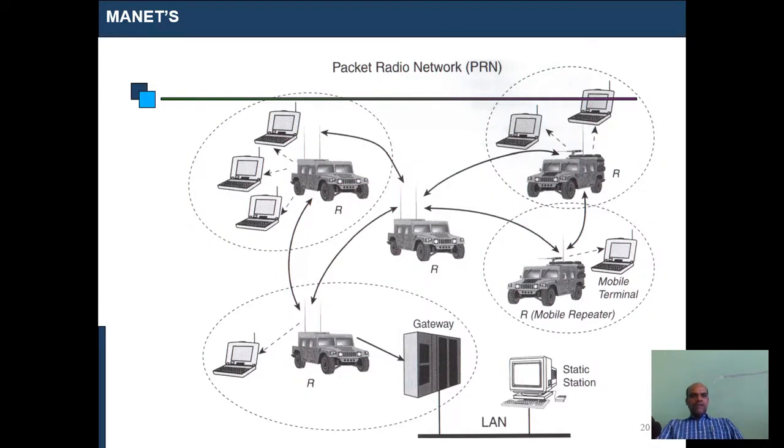So as we said, this is the packet radio network, the initial stage of mobile ad hoc networks. This was initially established for military applications, so that's why the image shows military vehicles. The intrusion detection system was already discussed.